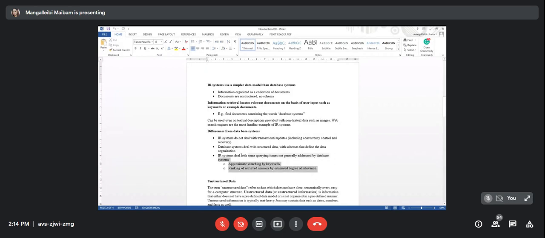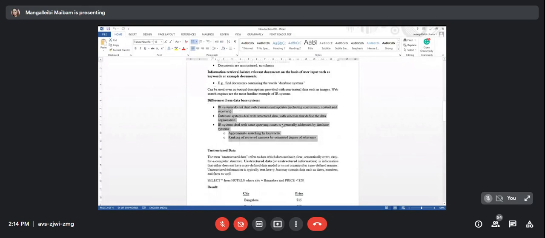So all these things we will understand once we solve one example, which we will be doing right now after this introduction. Okay, so unstructured data: I told you that a database system deals with structured data, whereas an information retrieval system deals with unstructured data. So what is unstructured data? Unstructured data means data which is not clear, or not easy for a computer to understand.